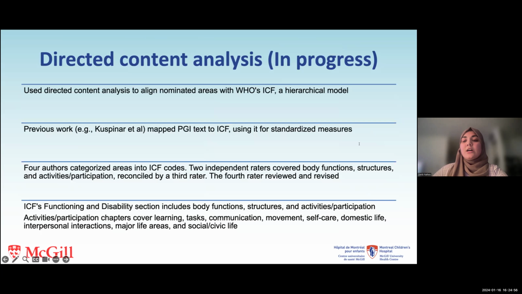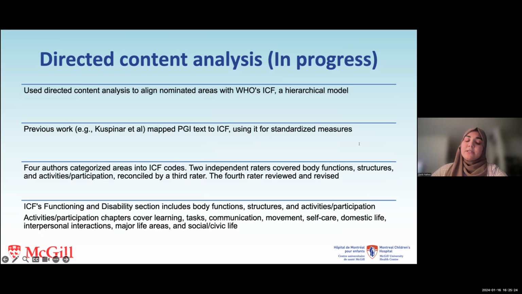And 4 authors, this is ongoing right now, assume the role of raters, systematically aligning nominated areas with the categories of the ICF. 2 raters operated independently, myself and Nikki, categorizing areas into body functions, so B codes, structures into S codes, and activities and participation in D codes, with discrepancies resolved by a 3rd grader. And the 4th rater is going to conduct a comprehensive review and revision of the decision.